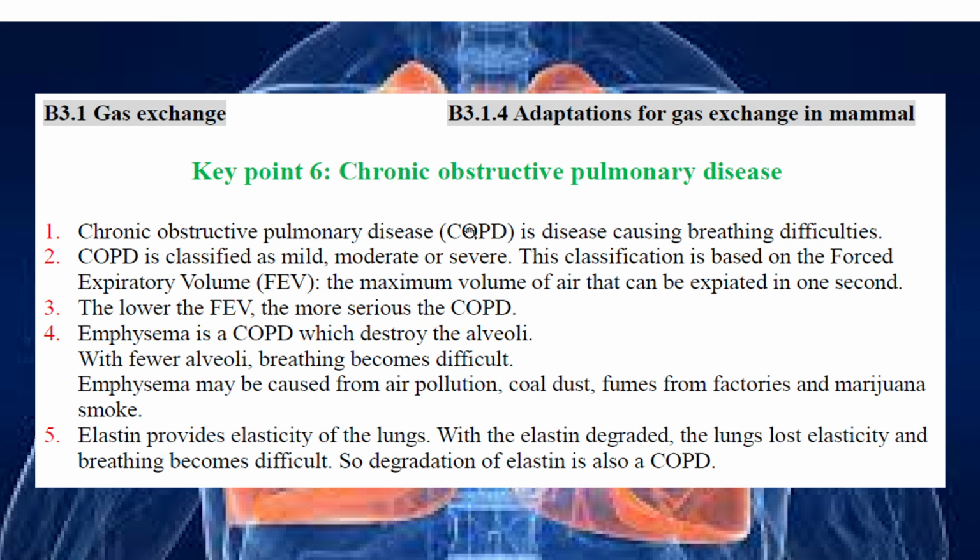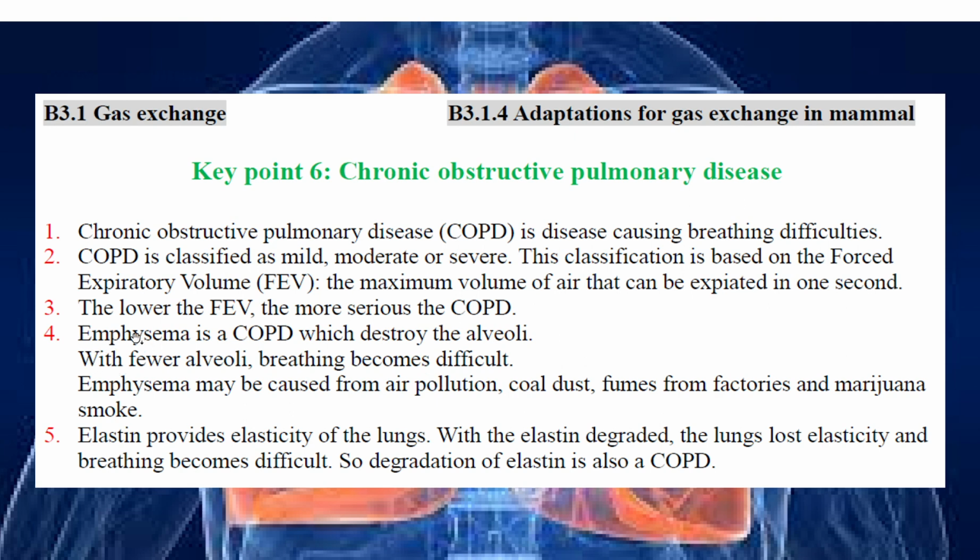It's easy: you check whether your forced expiratory volume is high or low. If you can breathe in well and breathe out well, the maximum volume of air that can be expired in 1 second, if you can do it well, then you don't have the problem. If you can't do it well, it means that the function of the lung is going down and down. There are 3 categories of the problem: mild, moderate, or severe. And there are 2 kinds of disease we need to learn, which always appear in IBDP.